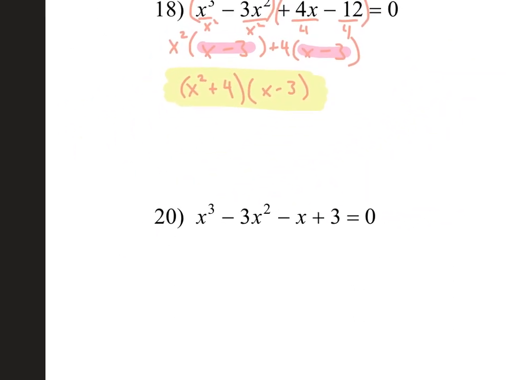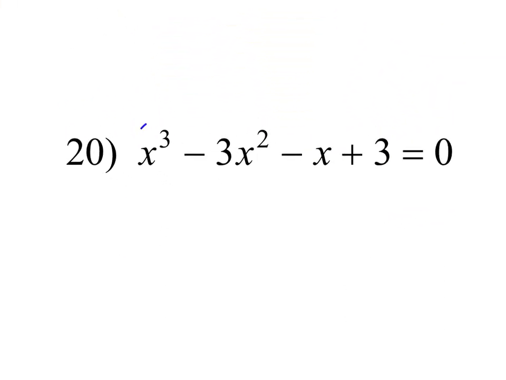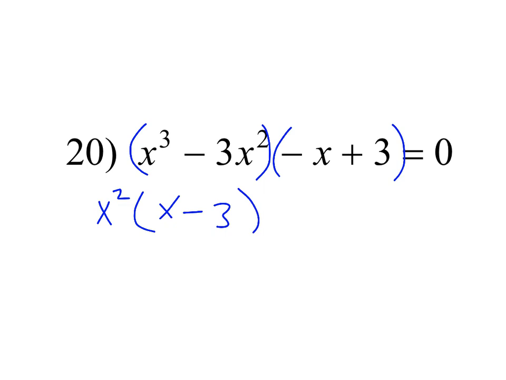All right, number 20. Group the first two, group the second two. What can we take out of our first group? x squared. What are we left with? X minus 3. What can we take out of our second group? Negative x?